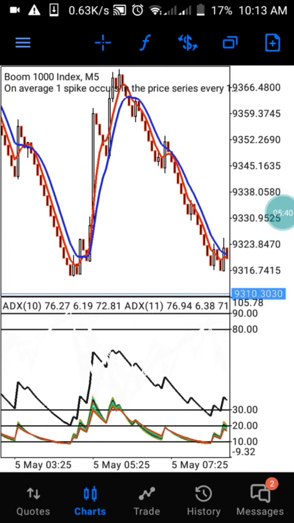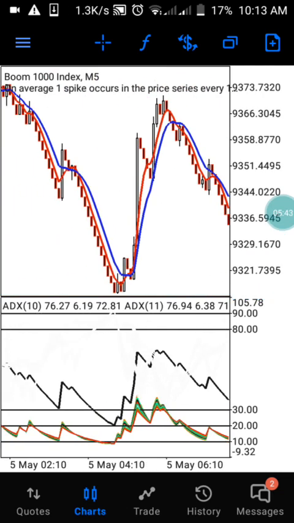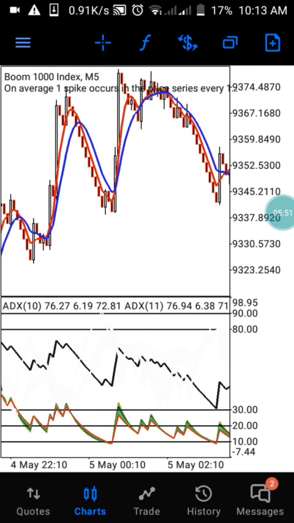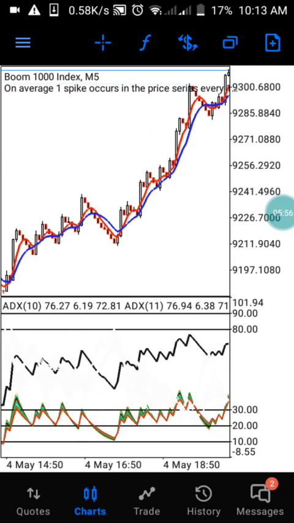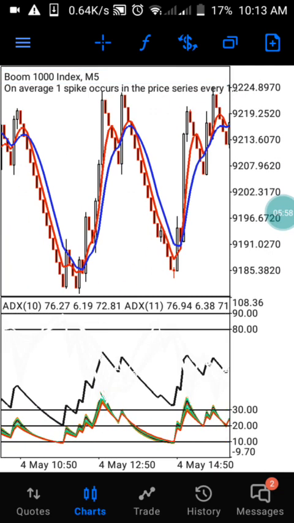See, it works better because when this relative strength index moves between the 30 to 20 level, and our ADX moves on our 10 level, then guys, it is the best time for you to enter the market. You can see now exactly the same thing happen here.